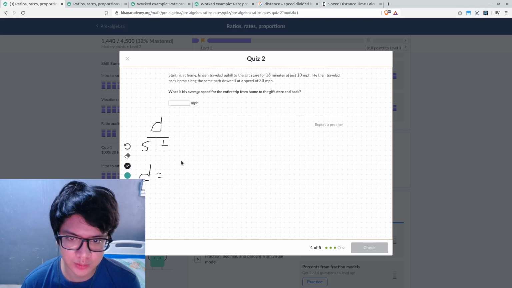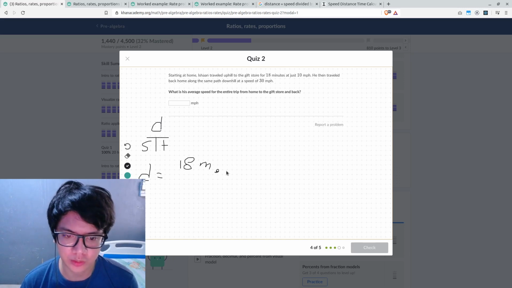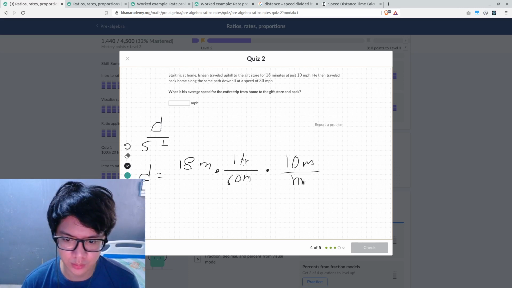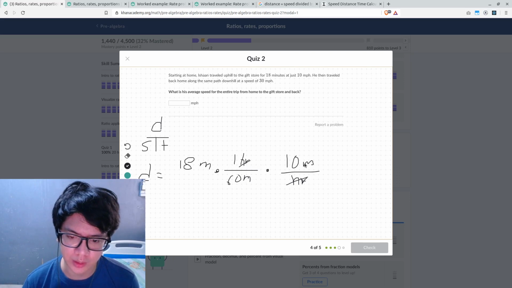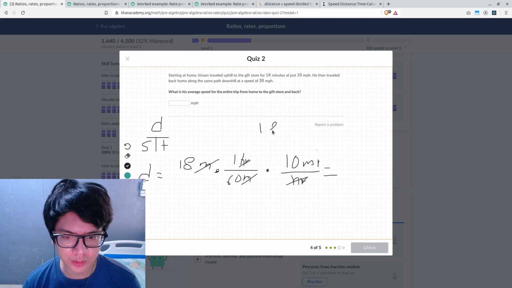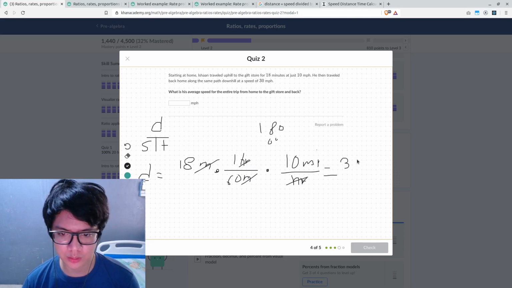So we have 18 minutes. And let's convert that to an hour. So one hour, we have 60 minutes. Then multiply it by 10 miles per hour. And oh my god, I just confused myself again. So this is minutes, this is miles. Okay, so we have 180 divided by 60. We have 3 miles. So we actually only have 3 miles.